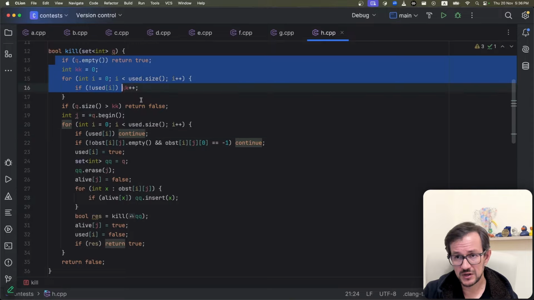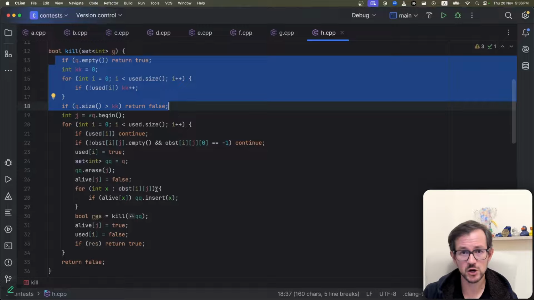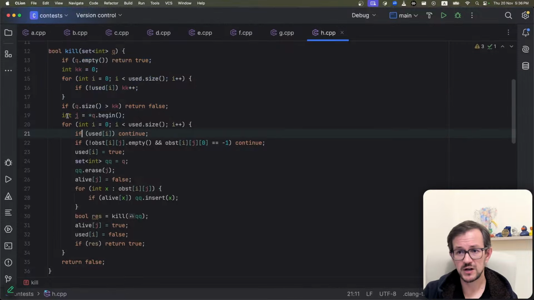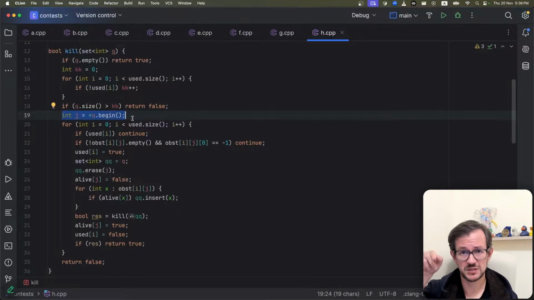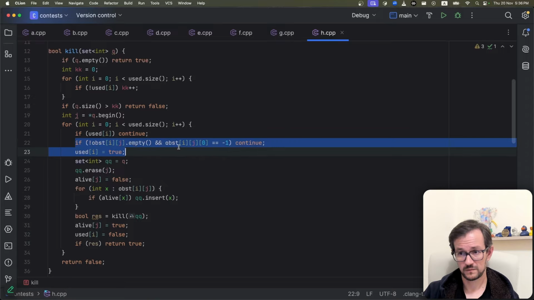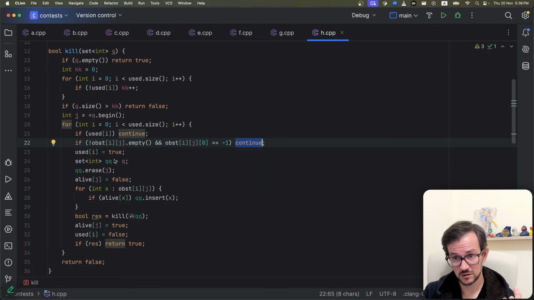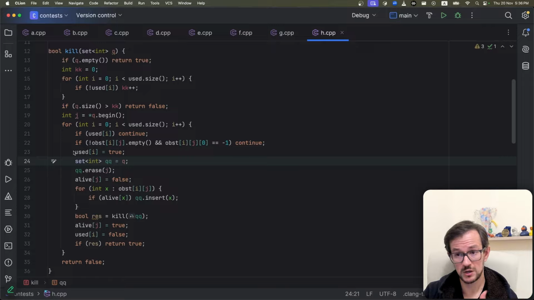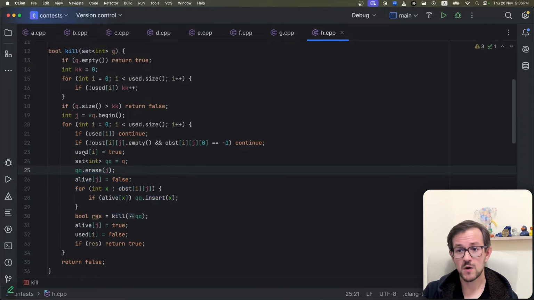Now, if nothing of this happens, then I actually try to kill this monster. So I take the first monster from the set. You take any monster from the set and try to kill this specific monster. Check, you choose which gun you use. If it's not used, and if it's possible, so if it's -1, it's just impossible. Continue. If it's possible to kill this monster with this gun, then you try to kill this monster with the gun. Now you mark this gun as used.